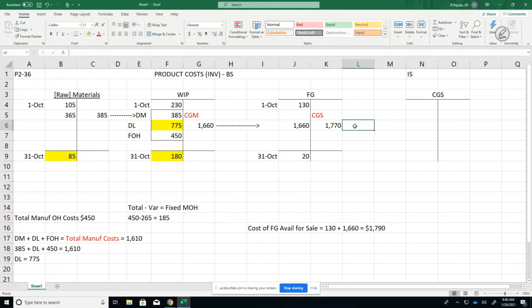And cost of goods sold, we're going over to the income statement. We sold it. So if you think about it, you started out with 130 of completely finished goods. You finished working on this stuff, so you moved it over, cost of goods manufactured. So you had a total of 1,790, and you sold 1,770. So that's what you're left with at the end of the month. That's still there. So what's your inventory at the end of the month?